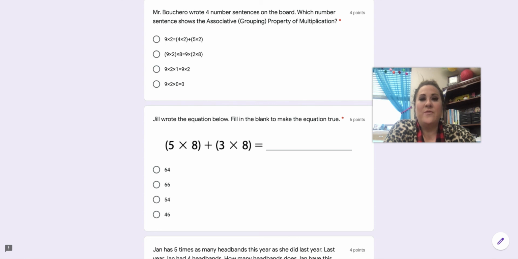Mr. Boshuro wrote 4 number sentences on the board. Which number sentence shows the associative grouping property of multiplication?